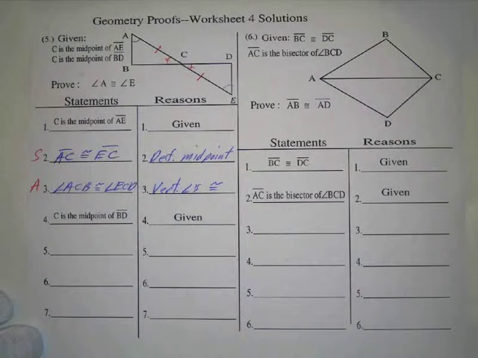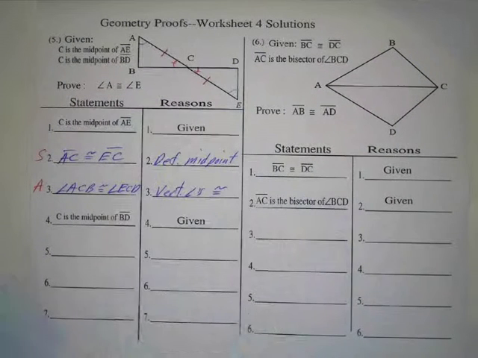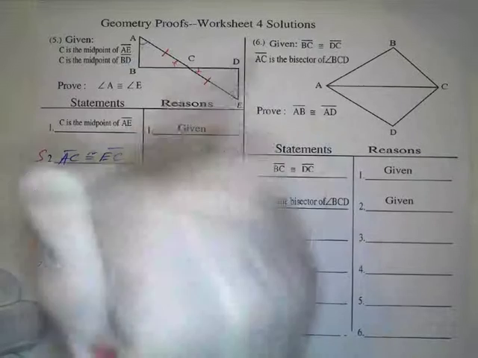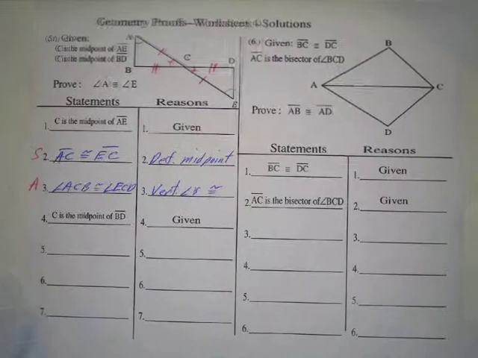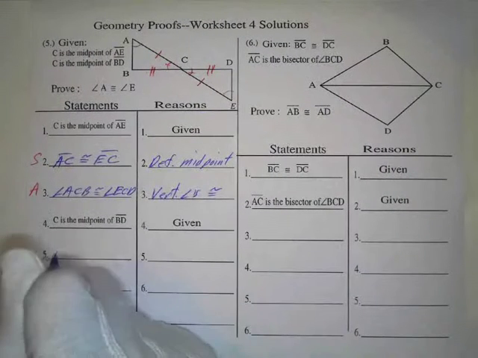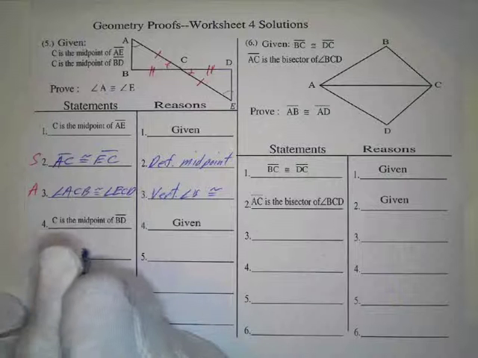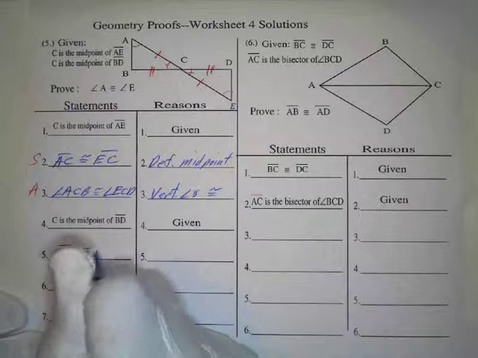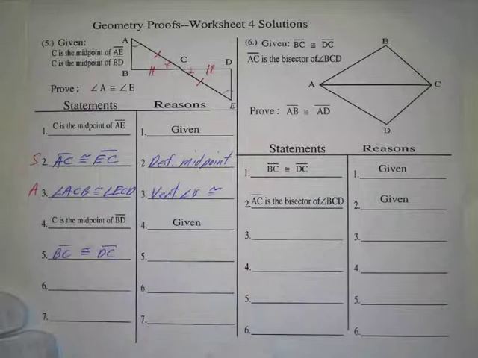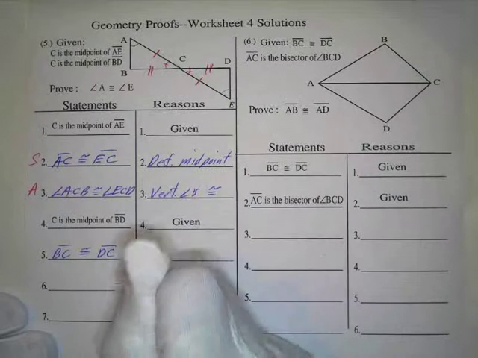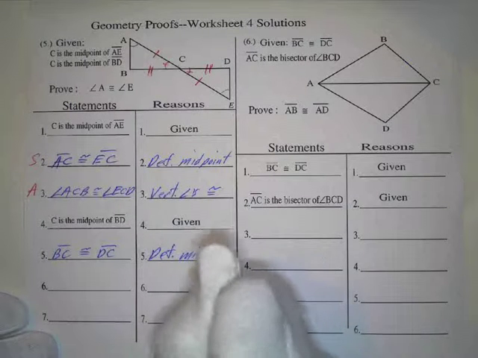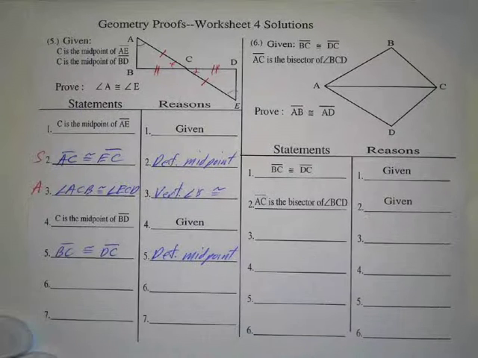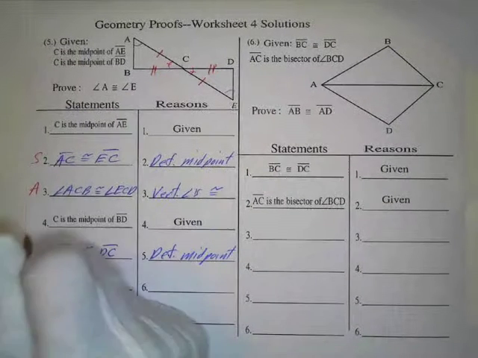And then I also use my second or last given. C is the midpoint of BD. So if C is the midpoint of BD, that means that it divides BD into two congruent segments, BC and DC. So I can say that BC is congruent to DC. All right? And that's, again, the definition of a midpoint. That's what a midpoint does. It divides a segment into two congruent segments. And that's my third part that I need.